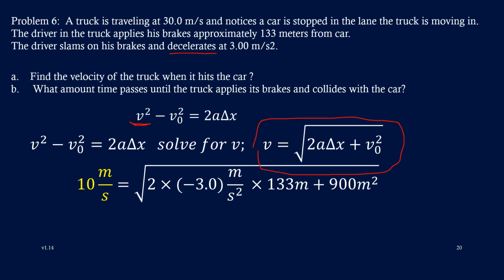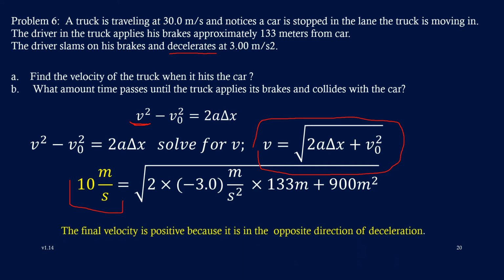So the truck is traveling at 30 meters per second. Notice the car is stopped. He puts his brakes on 133 meters from the car, and he doesn't hit the car. And by the time he's at the car, he's going a velocity of 10 meters per second. The final velocity is still going to be positive, but the acceleration will be negative.